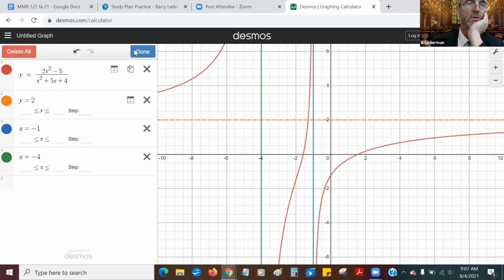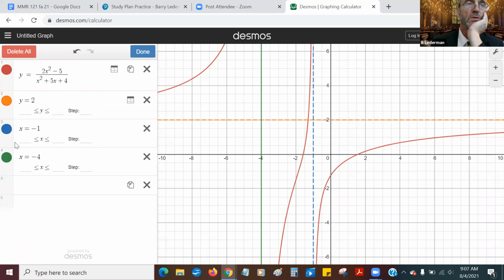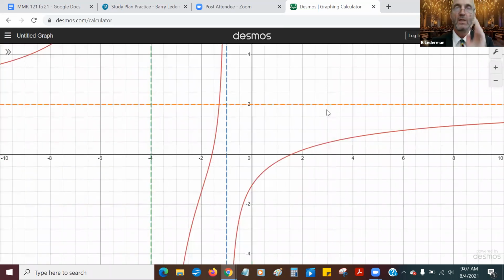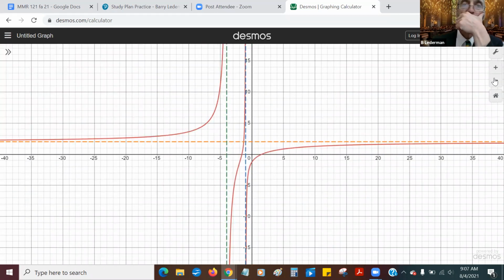And now let's just make this one nice and tight. Okay, I'm going to shrink this so you can see. So x equals -4 is a vertical asymptote. X equals +1 is a vertical asymptote, and y equals +2 is a horizontal asymptote. So notice that there are two vertical asymptotes. There's only one horizontal. That's just the way it is.